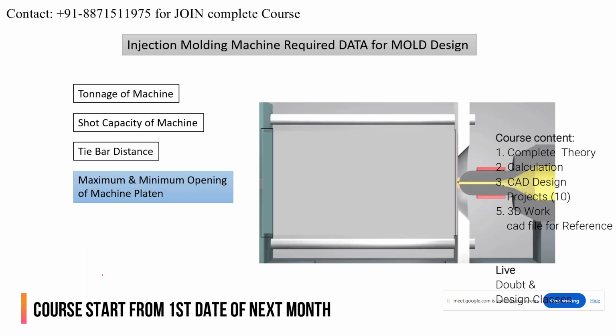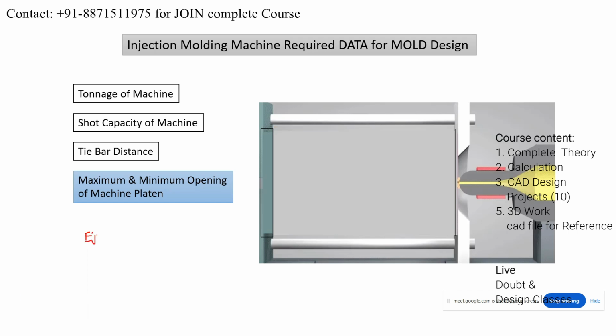Is it clear? Yes. I will add one more point, which is the ejection stroke of the injection molding machine. Now tell me, what is the meaning of ejection stroke? Taking out of the part. Yes, exactly. Depending upon the ejection stroke, your component height should be less than this ejection stroke. That's why you can eject the component in a proper way from the mold.